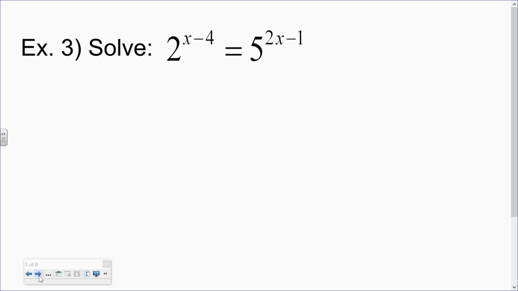Okay, let's do one where we really get messy. So another exponential equation. I have x's in the exponents, but I've got them on both sides, so it's not quite so nice. So what base do you think makes sense to use when we take logs for this one? Log base what? And there's more than one correct answer.